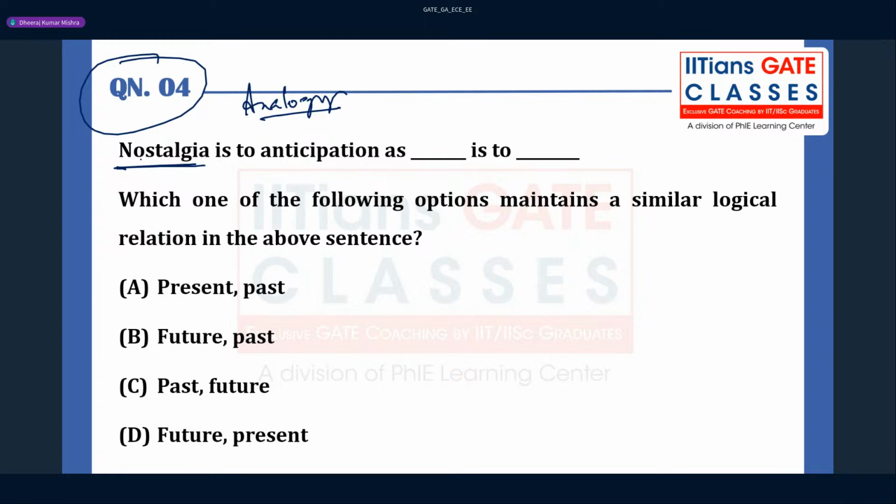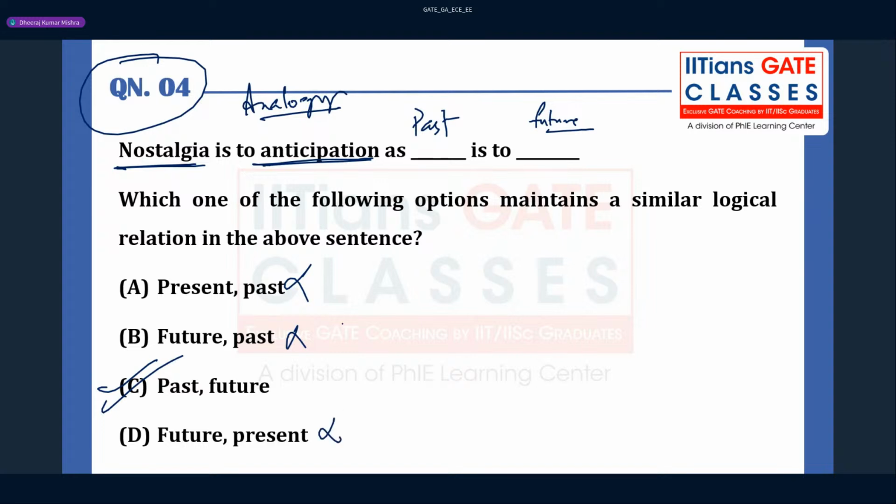Nostalgic relates to the past only, and anticipation is nothing but the future. You have to anticipate your future. Anticipation is nothing but a prediction, like an astrologer always anticipates your future. So from the options, here it should be past, and here it should be future. Understand? So option C will be correct for this.